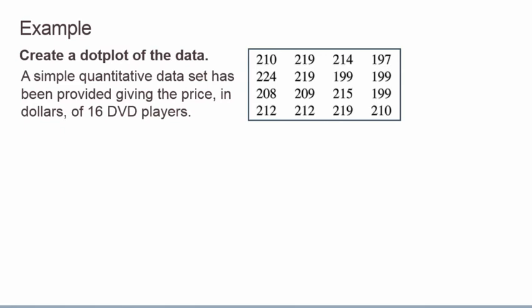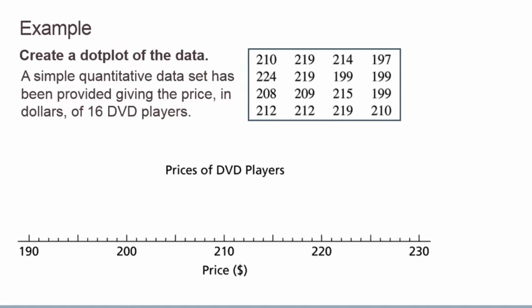First, I want to draw my number line. I'm starting with 190. I have minor hash marks at 1s, and my major hash marks I'm marking by 10s. So I have 190, 200, 210, 220, and 230. The name of my data, price, in dollars, goes underneath, and the title of my graph, prices of DVD players, goes above. Now I want to take each data point and plot it above my number line.